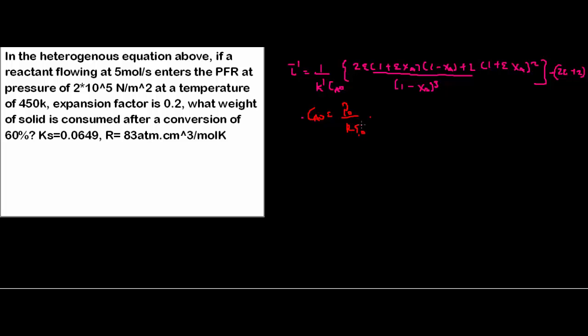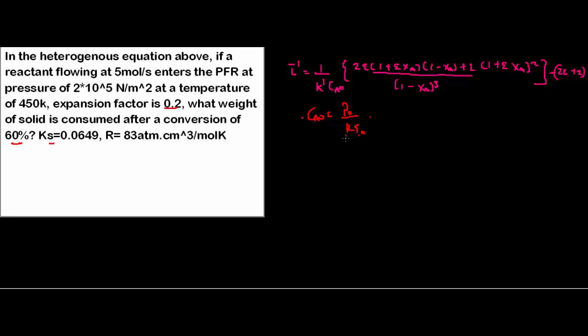Now this part you have to be very careful. They gave you XA, they gave you the expansion factor epsilon. All the things you need inside this bracket are just epsilon and XA. They're giving you epsilon to be 0.2, XA to be 0.6, and k prime. The only thing that can hinder you from solving this question is CA naught. To make things easier, I already have FA naught, and I have P, I have T, and the R is just the major thing.